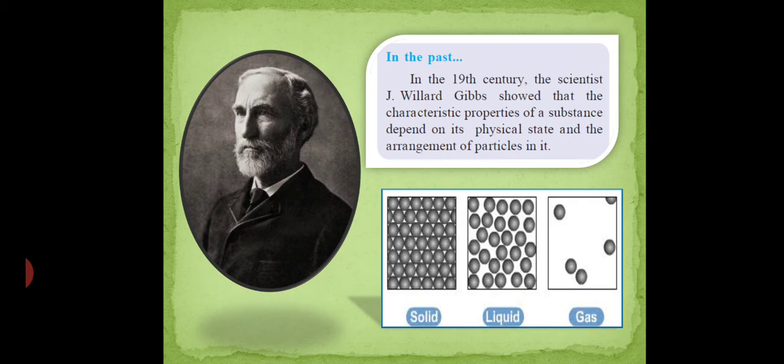In this image, you can see the particles of the solid are tightly packed with low intermolecular space. That means there is very less space between two particles, as you can see in the image. The particles of the liquid are not that tightly packed as compared to the solid. That means the intermolecular space is a little more as compared to the solids. Whereas the particles of the gas are far away from one another with maximum intermolecular spaces.